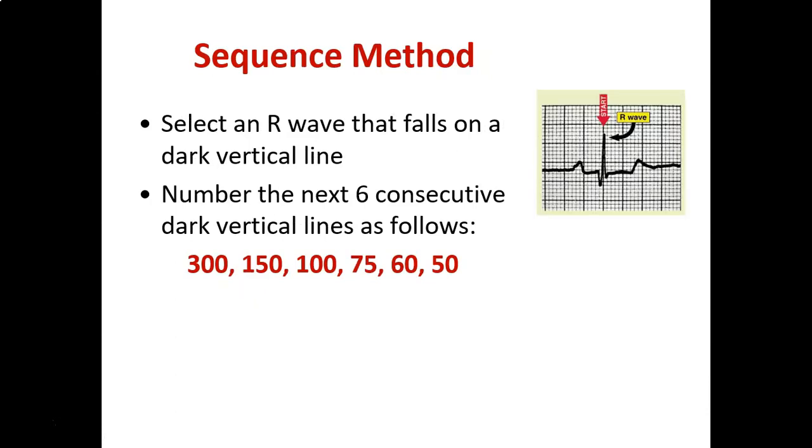For the sequence method, it's very important to look at the R wave that falls on a dark vertical line. You see on the ECG paper there are thick lines and thin lines. So you see which R wave falls on the dark line. Just remember, mark this line, and then number the next 6 consecutive dark vertical lines as 300, 150, 100, 75, 60, 50.